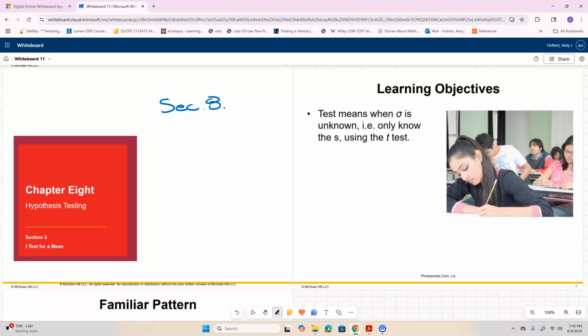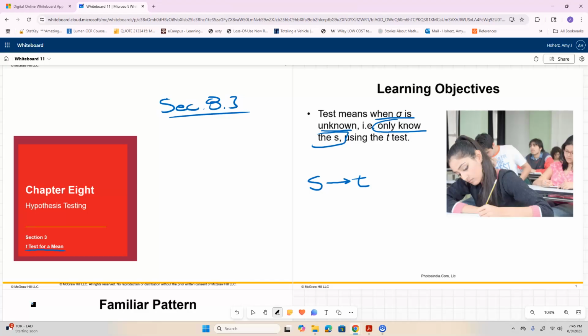in Section 8.3, we're going to be talking about the t-test for a mean. In Section 8.2, we did z-test for a mean. And remember that why we would do a t-test for a mean is when the sigma is unknown. Or in other words, we only know the s. And when we're doing a t-test, we only know the s, which leads to a t-test. Way to remember it is a t follows s. If you only have s, then you go to the next letter in the alphabet, which is t.